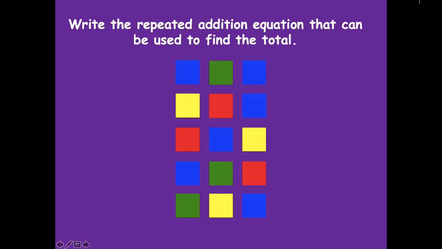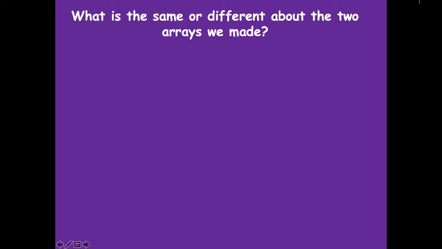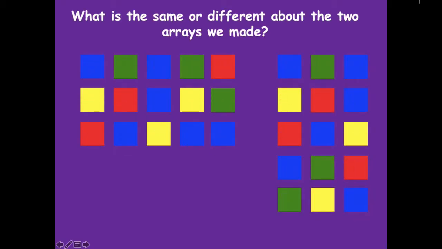Write the repeated addition equation that can be used to find the total. All right, pause if you need more time. So 5 plus 5 plus 5 equals 15. All right, so what's the same or the different about the two arrays that we made? So those are the two that we made. What's the same or different? Pause the video and think about that for a minute, and then click play when you're ready to go over it together.